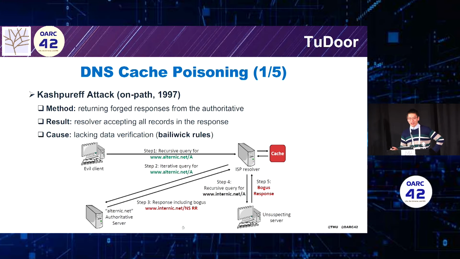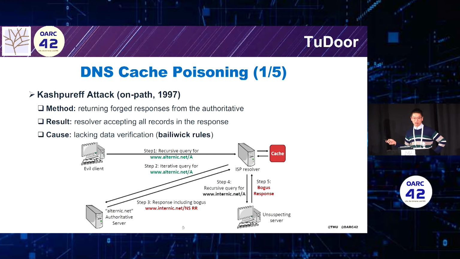The first method returns forged responses from the authority server. The procedure is very simple. For example, we have example.com's name server, but we also attach the records of victim.com, which is what we call out of bailiwick, meaning you cannot return records that are out of your control. It is unacceptable, but under this attack, the resolver will accept those records.